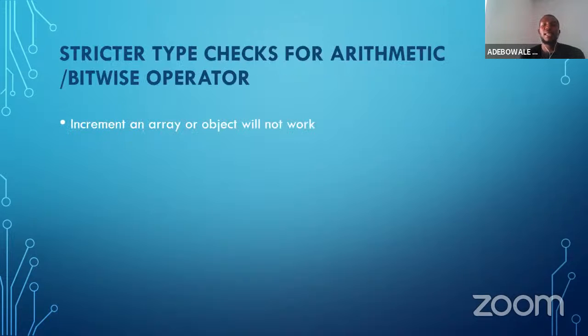Then there's a stricter type check for arithmetic and bitwise operators. Before, you could increment your object or array, but you can't do that again in PHP 8. It's going to break your code.